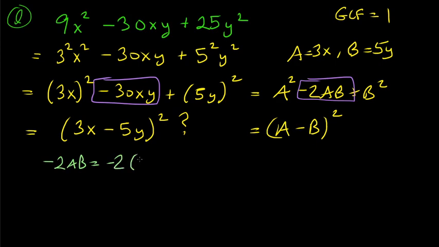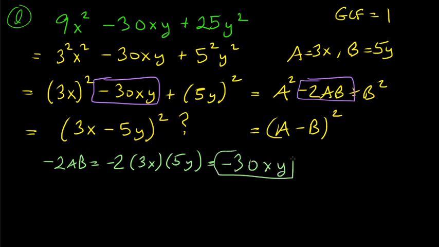So negative 2 times a, remember a was 3x and b was 5y. So let's multiply that out. Negative 2 times 3 is negative 6. Negative 6 times 5 is negative 30 times x times y. Yep, that's a match. So now we know for sure that this is correct. In other words, I can erase the question mark here, and now we can highlight this as our answer.